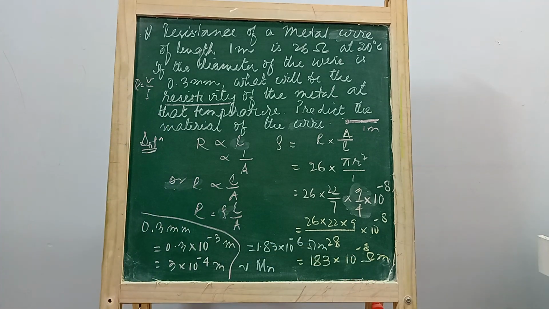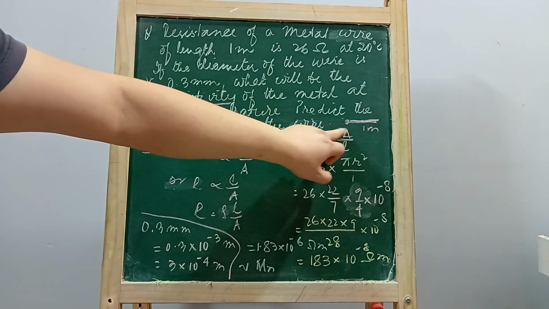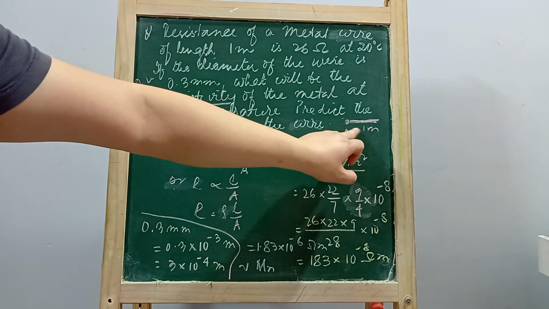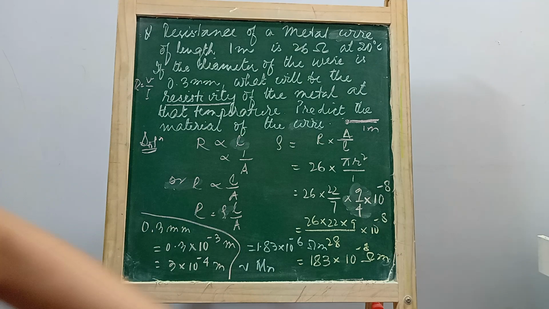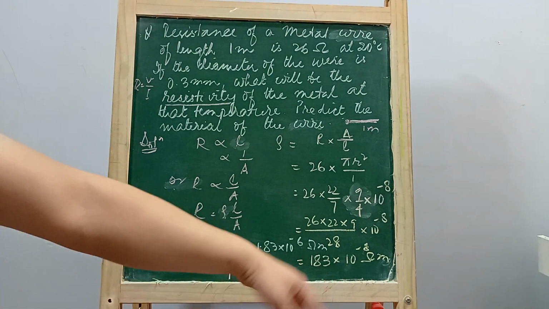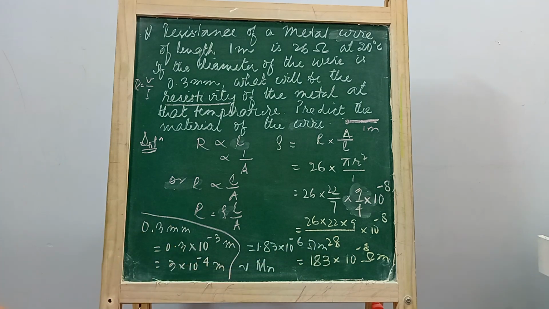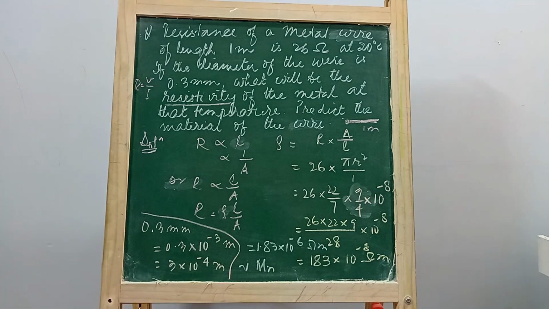This will be the unit of resistivity. How do you know? Resistance is ohm, area is meter square, length is meter. Meter square divided by meter will become meter. So ohm meter. Resistivity has unit ohm meter. This is the value. Now writing it in scientific notation, it becomes 1.83 into 10 to the power minus 6 ohm meter, which is the resistivity of manganese that I have seen in the text.